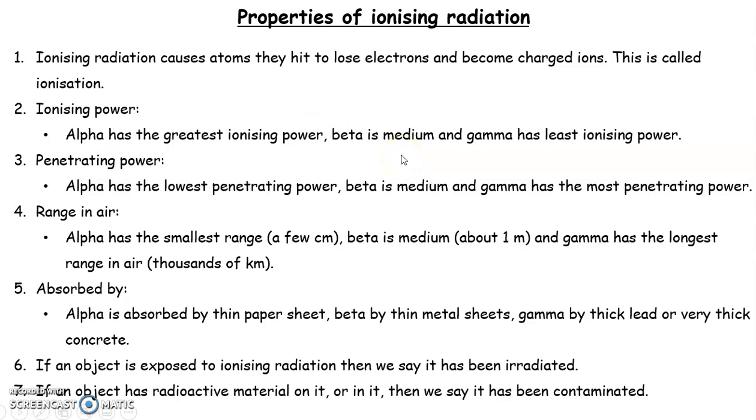Last lesson we looked at the three types of ionizing radiation: alpha, beta and gamma. In this lesson we'll be focusing more on the properties of these three radiations. You already know ionizing radiation and how it causes ions. The properties, like I said, are in terms of ionizing power, penetrating power, range in air, and what they're absorbed by, for alpha, beta and gamma. And you also know the definition of irradiation and contamination.